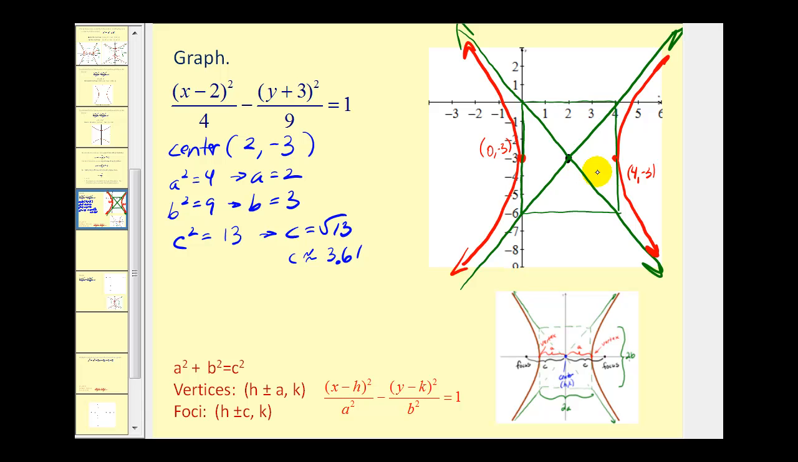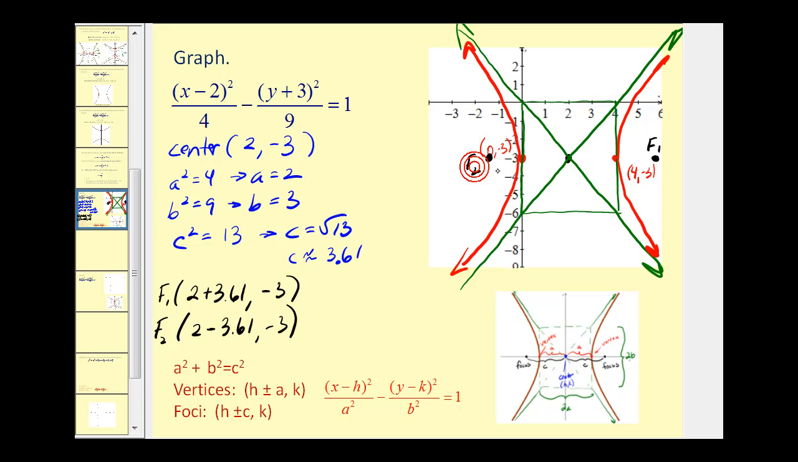Now we should go ahead and find the coordinates of the foci. Remember, that's going to be c units to the right and left of the center, where c is approximately 3.61. Foci 1 will be 2 plus 3.61, comma -3, and the second foci will be 2 minus 3.61, comma -3. Well, this will be 5.61, -3, way over here on the end. Call this foci 1. And this is going to end up being -1.61, comma -3, somewhere in here for foci 2.